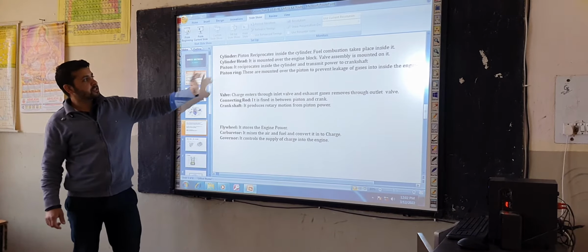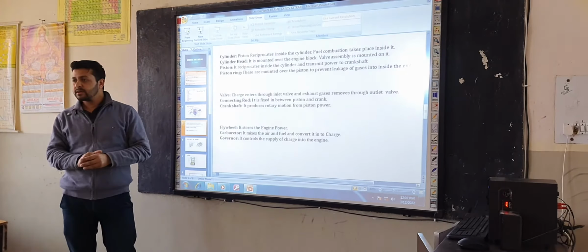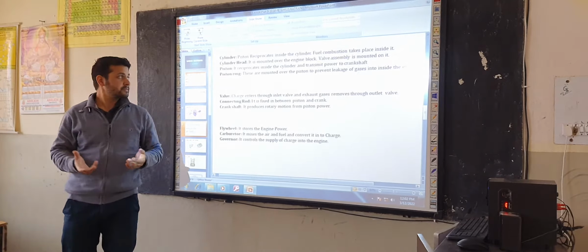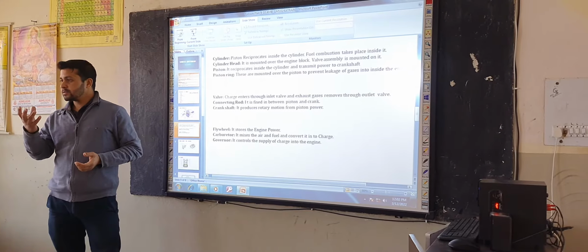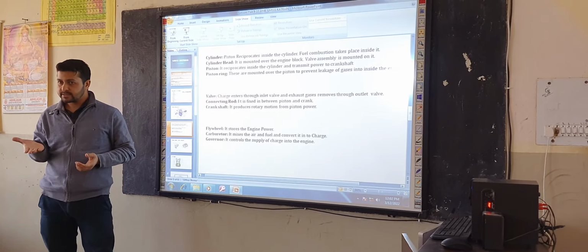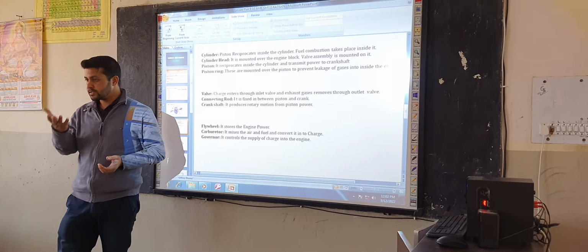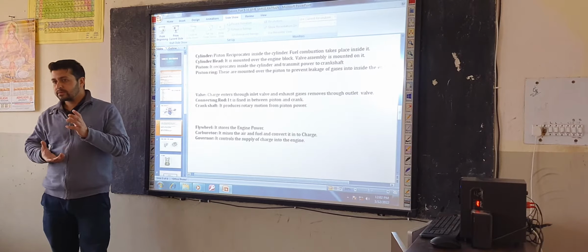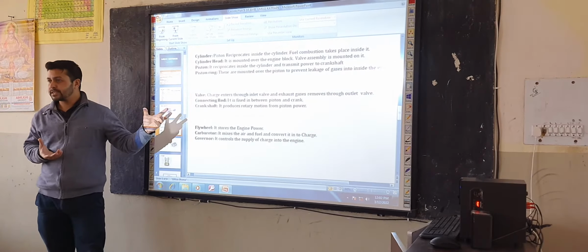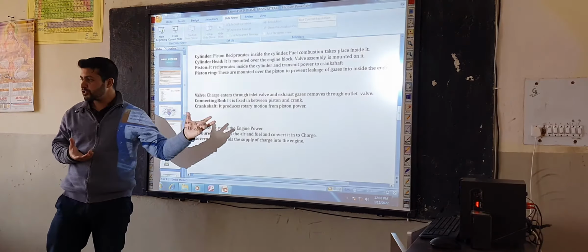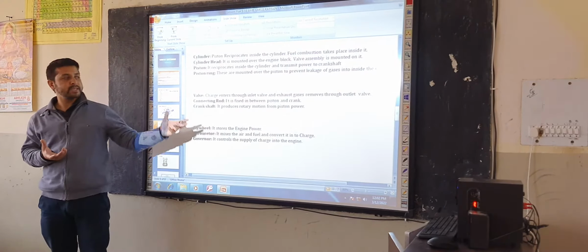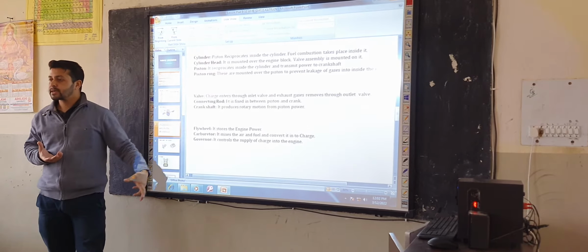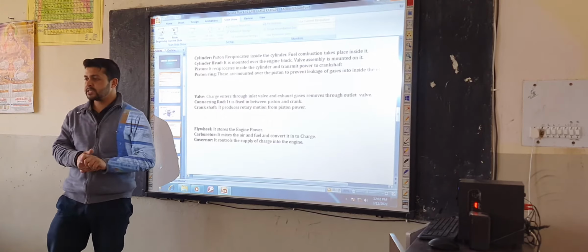And then next is piston. What is piston? Piston reciprocates inside cylinder, which takes the combustion pressure or power and transmits it to the crankshaft by using connecting rod.